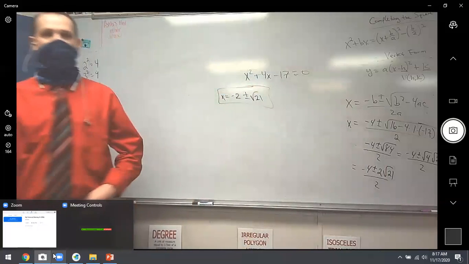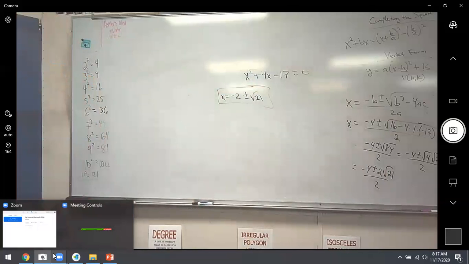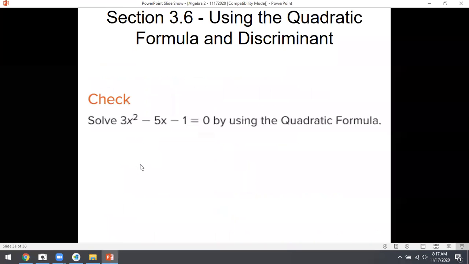x is negative 2 plus the square root of 21, or x is negative 2 minus the square root of 21. So it still takes a little work. You've got to clean up roots and simplify things a little bit, but it just spits out the answer, which is a lot better than completing the square from scratch every time, which would be horrible.